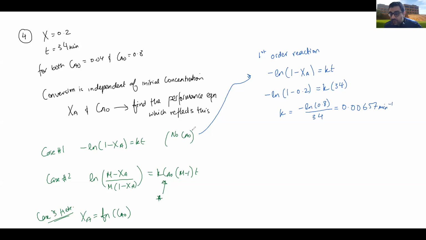Yeah, that's correct. So you're being asked what rate equation represents the disappearance of the monomer. Your rate equation for a first order reaction is minus dC/dt, which is equal to minus RA, equal to k CA. So in this case, minus RA will be equal to 0.00657 minute to the minus 1 multiplied by CA. And this is the answer to this problem.